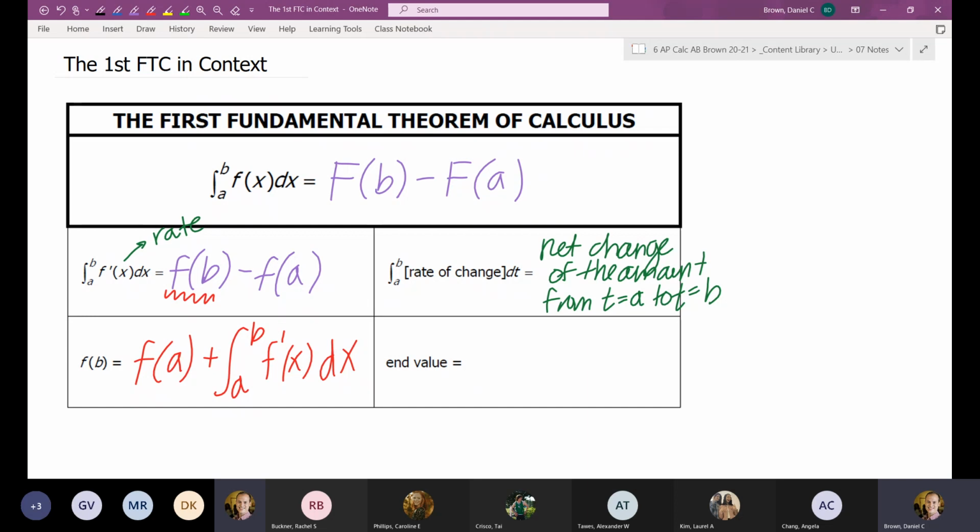And then same thing for that rewritten first FTC, we can convert that verbally as well. So f of b is often the end value, or basically what you're trying to find. f of a is basically an initial condition. And what am I adding to that? We're adding to that the integral from a to b of f prime. How are we describing the integral from a to b of f prime? Again, that is just going to be the net change in the amount that we wrote before.